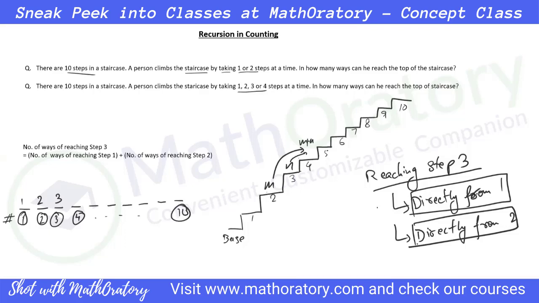So this is working like a Fibonacci sequence, right? If you're not aware of the name Fibonacci sequence, no issues. Just add the previous two terms. So 2 and 3 added, you get the number of ways of reaching 4. So that is directly from step number 2 or directly from step number 3. So 2 plus 3, 5 ways. Similarly, step number 5 will be 3 plus 5, 8 ways. This will be 13 ways. This will be 21 ways. This is 34 ways. This is 55 ways, and this is 89 ways.